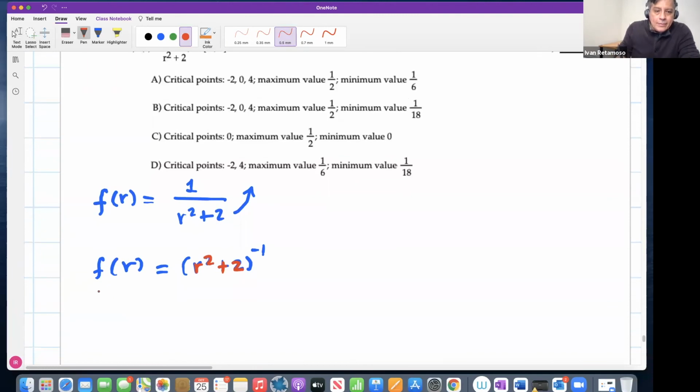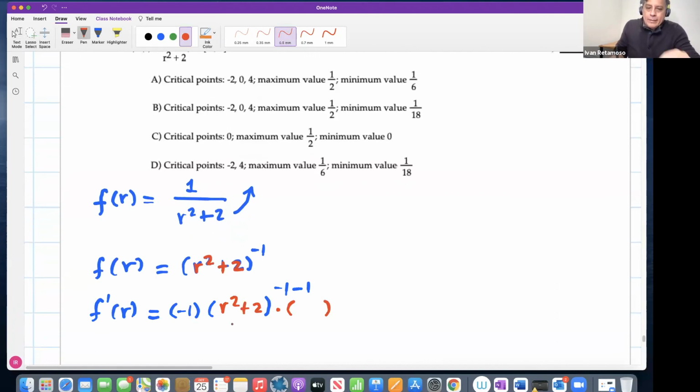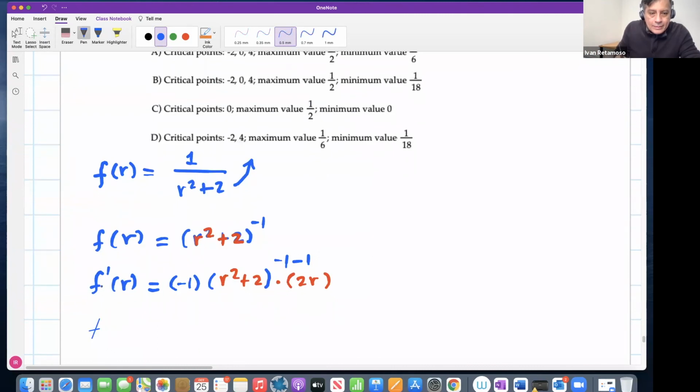So using the chain rule, the derivative of this function should be the derivative of the outside function, -1 comes up front, here -1 minus 1, here the inside function, r squared plus 2, multiplied by the derivative of the inside function. Can anyone tell me the derivative of r squared plus 2? 2r. Excellent, 2r, the derivative of the inside function. Okay, so I got it in factor form, right? That's the advantage of using this trick.